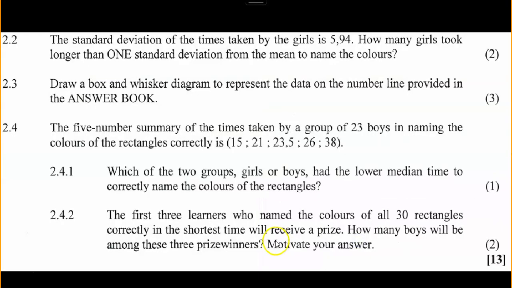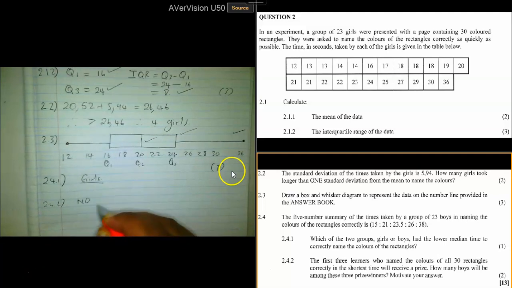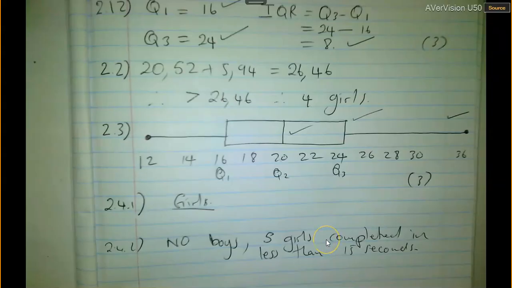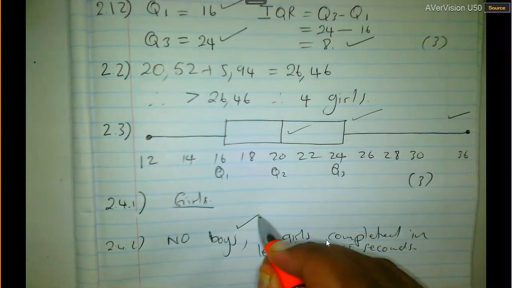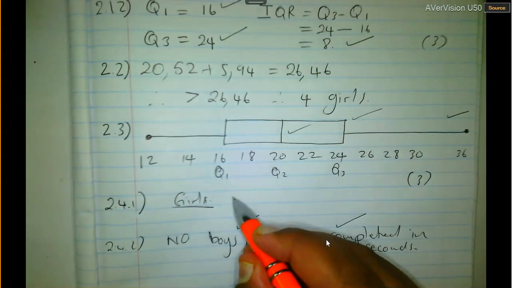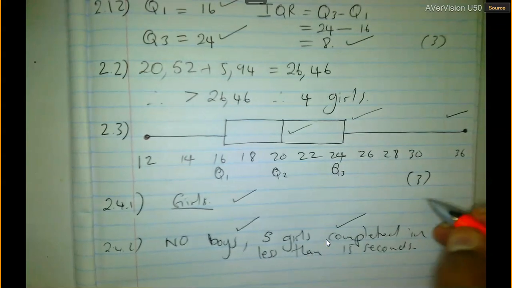So let's go back to the question and read it again to make sense of it. The first 3 learners who named the colors of 30 rectangles correctly in the shortest time will receive a prize. How many boys will be among these prize winners? The answer there is no boys. That will be 1 mark, and you now need to motivate why we say no boys: because 5 girls completed in less than 15 seconds. So you get 1 mark for the answer, no boys, and 1 for your motivation as well. And obviously girls for 2.4.1, that's 1. So this is how your marks will be allocated.